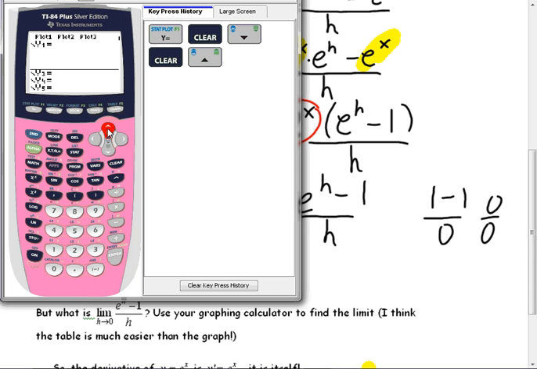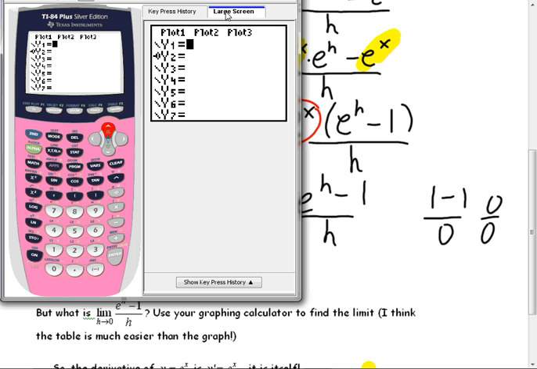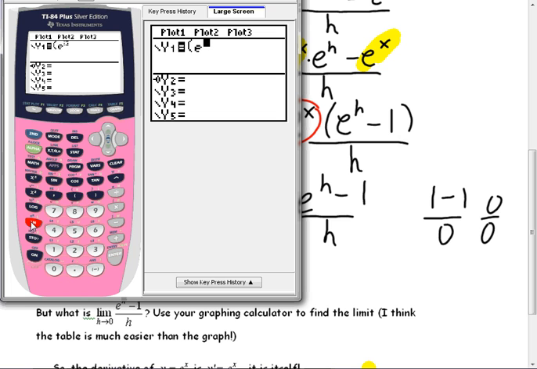Yeah, those are factorials. Okay, I don't want that. Okay, so I'm going to do e to the h minus 1 over h. But I don't want h, I want x, because it's just easier. I'm going to have to put a parenthesis here. And e to the x is this log button. I'm going to put in an x. And then I have to go back down, so it's minus 1 divided by x.